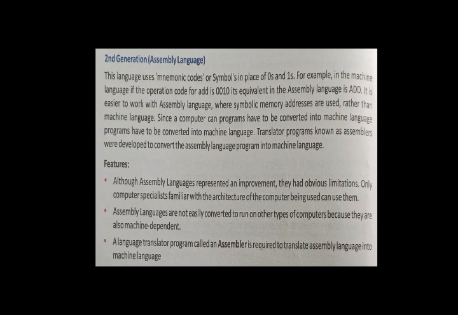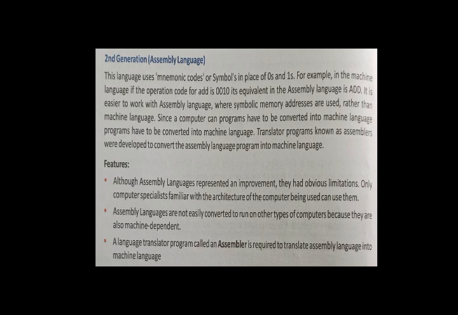There are some features of second generation assembly language. Although assembly languages represent an improvement, they had an obvious limitation. Only computer specialists familiar with the architecture of the computer being used can use them. Assembly languages are not easily converted to run on other types of computers because they are machine dependent. A language translator program called an assembler is required to translate assembly language into machine language.